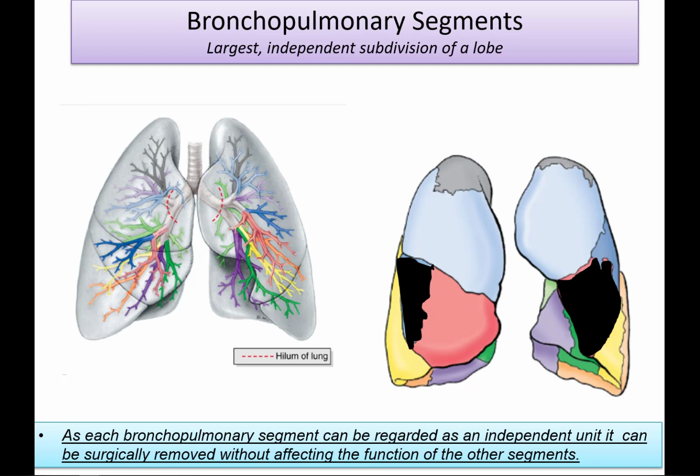The important part about this is that these are surgically resectable, because each bronchopulmonary segment can be regarded as an independent unit. That's why we can remove it surgically without affecting the function of the other segments.